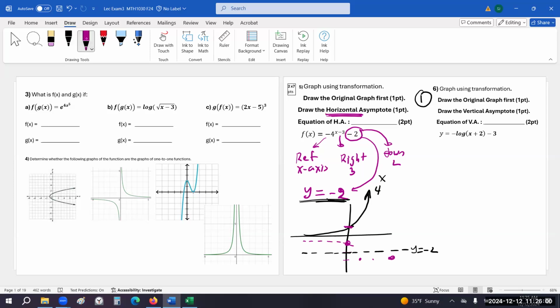Another new graph goes through this point and it's the reflection of the original one. So the original one is going up, the reflection is going down.